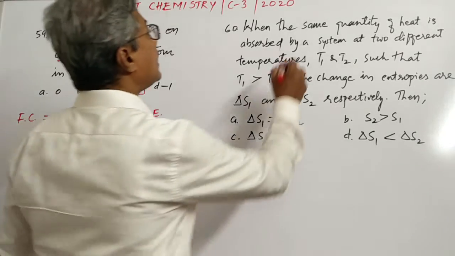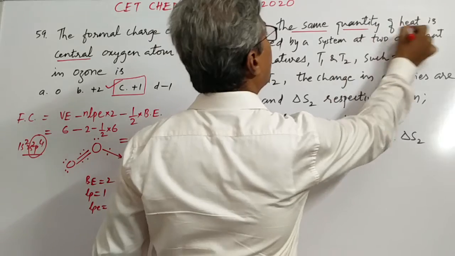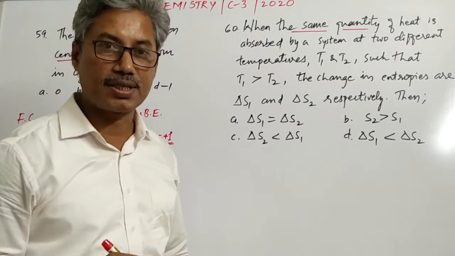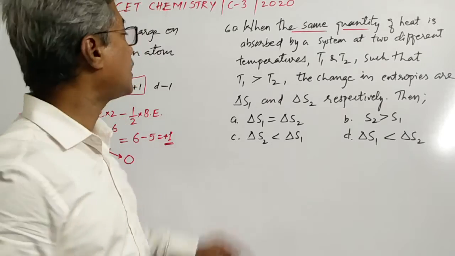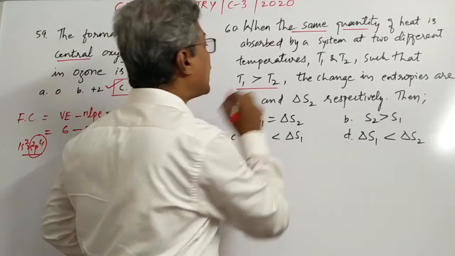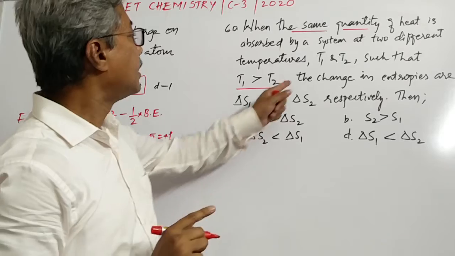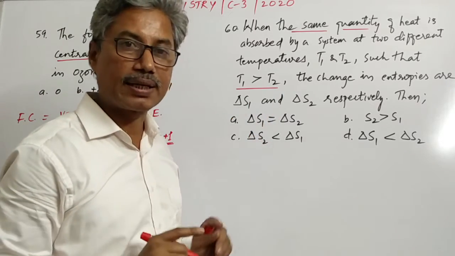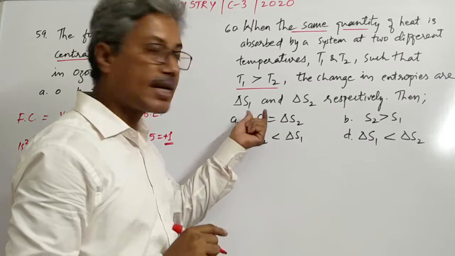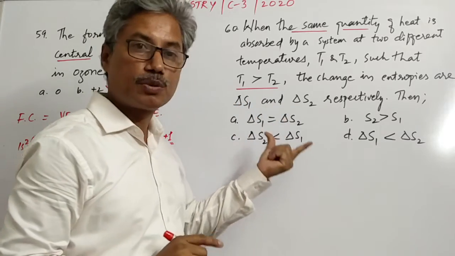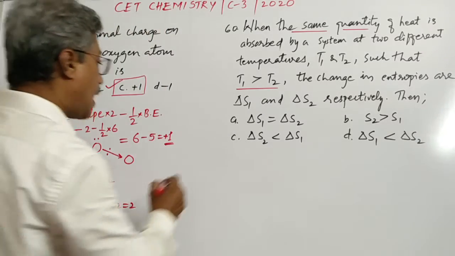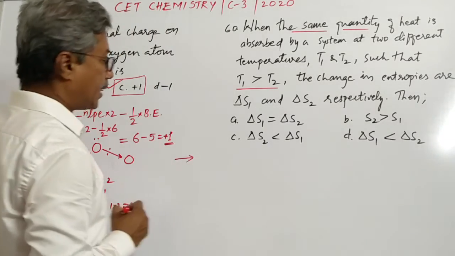When the same quantity of heat is absorbed by a system at two different temperatures, T1 and T2, such that T1 is more than T2, then the changes in entropy are delta S1 and delta S2 respectively. Then what he has asked is the relation between these two, which is more and which is less. Got it? Okay. To answer this, look at this, students.